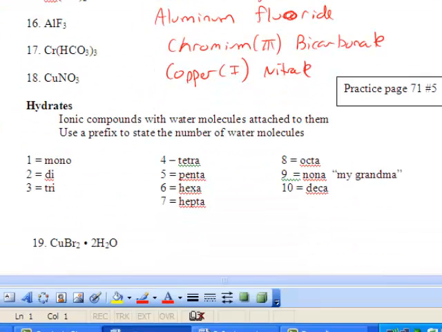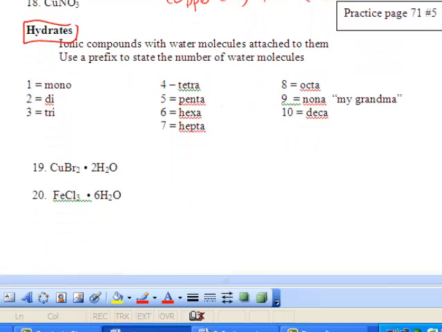Okay, finishing off here, the last couple things. We also have things called hydrates. All this is just a little addition onto any of the compounds we have so far, and all it is is water molecules that are attached. We use the same prefix system that we used eventually in the covalent compounds. So if there's one water molecule, we say mono, 2 di, tri.